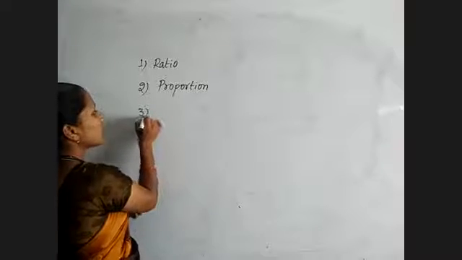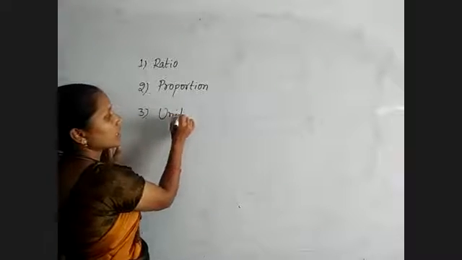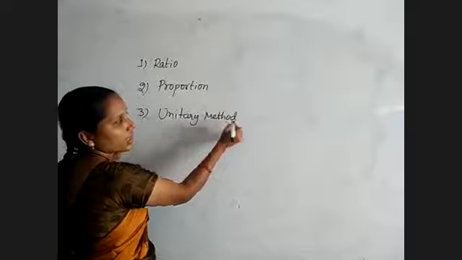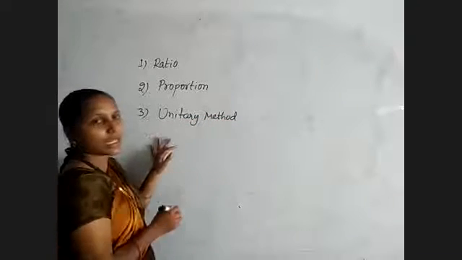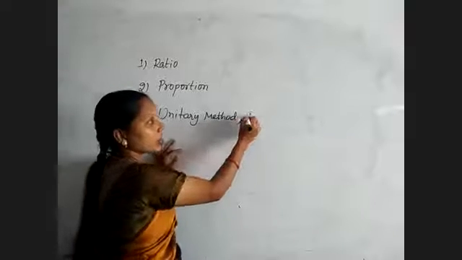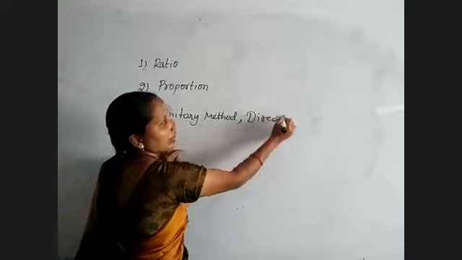And thirdly, we have discussed the unitary method. In this method, first we find one quantity value, after that the required number of quantities. Unitary method and direct proportion we have also seen. Direct proportion.